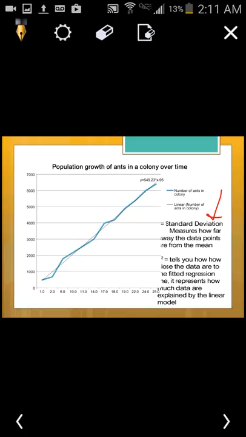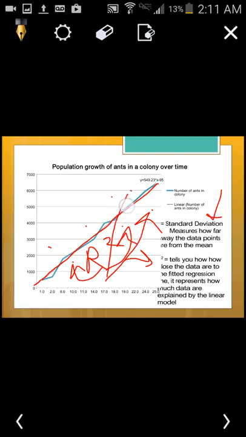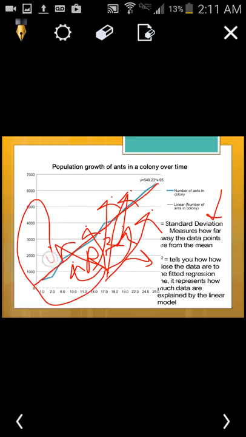Something tells you how close the data is to the fitted regression line. This is this right here. Can't see it, but it's what's called an R squared value. So if you have points like this, the line they have right here is the line of best fit. And then R squared would tell you how well all of these points line up to this line of best fit right here.